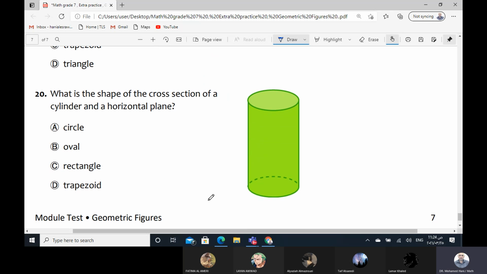Okay here, what is the shape of the cross section of a cylinder and a horizontal plane? Mr. Maybe like circle. Yes, like the always horizontal, like the base, like the base. If the base circle means here we have circle. Mr. What's oval?